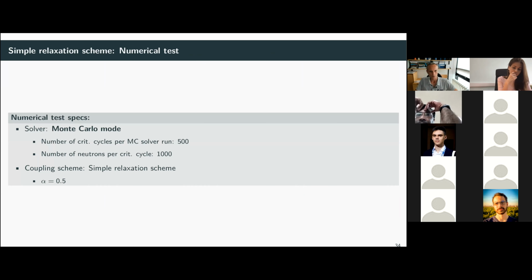So it's the same scheme with the same step size, 0.5, but I'm switching on the random noise. I'm using 1000 neutrons per cycle. At each iteration step, I'm running 500 criticality cycles. That is also true for the deterministic mode.